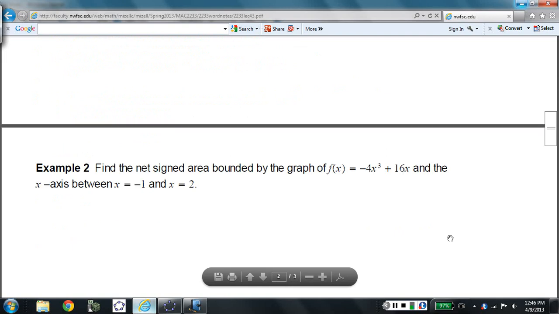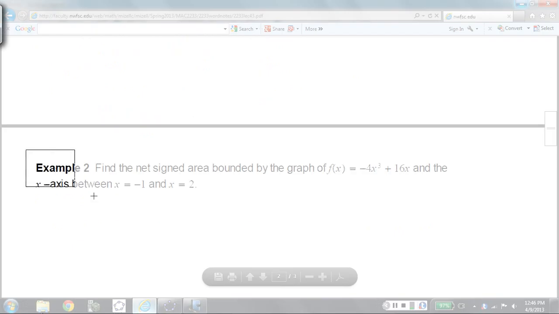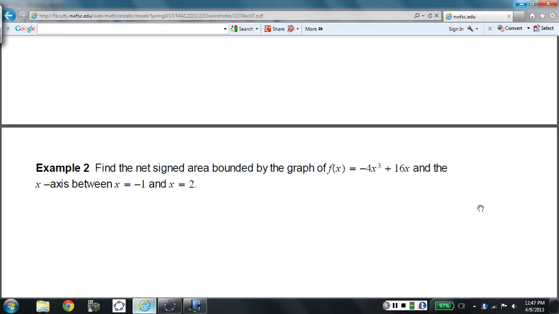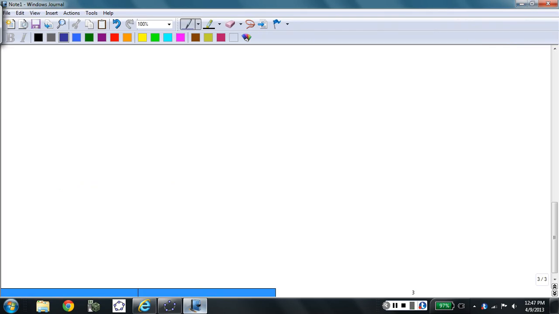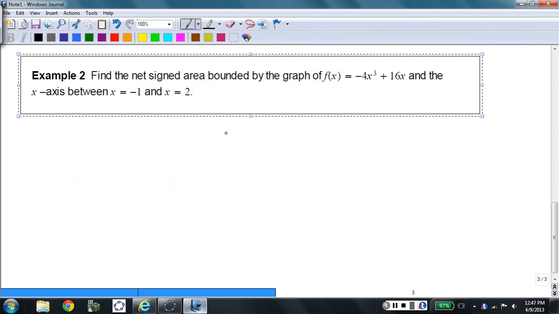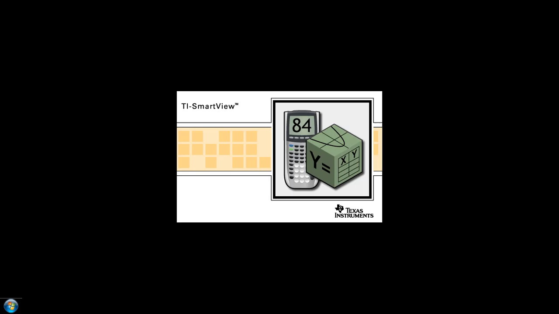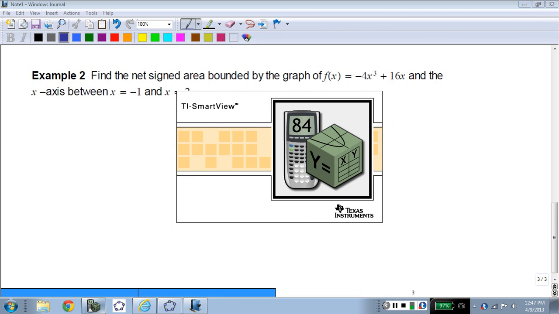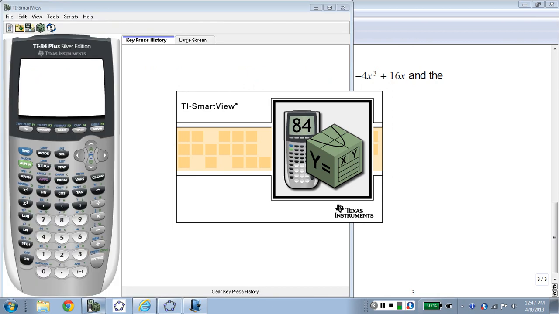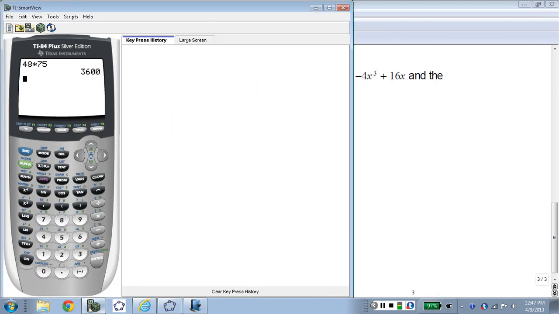Example 2, find the net signed area bounded by the graph of f of x equals negative 4x cubed plus 16x and the x-axis between negative 1 and 2. Now we might want to see what this looks like. I'm going to use a more conventional method, the TI-84, plus graph it, and I believe it does dip below the x-axis.